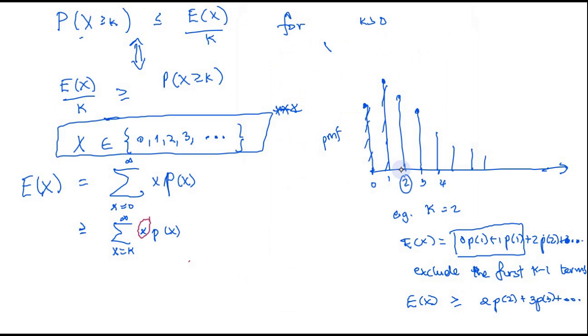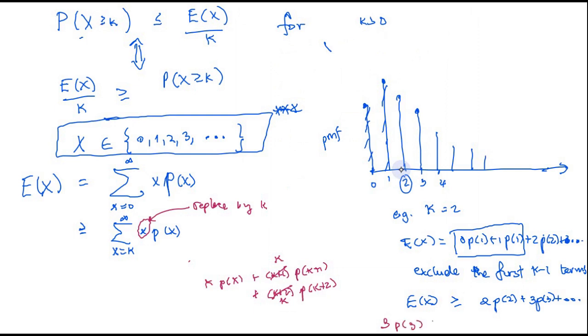What happens if I replace x inside this summation by the constant k? Instead of k times the probability of X equals k, plus k plus 1 times the probability of X equals k plus 1, plus k plus 2 times the probability of X equals k plus 2, if I just use a constant multiplier of those probabilities, then I would have k times the probability of k, plus k times the probability of k plus 1, plus k times again the probability of k plus 2. Then again, I am making the overall expression smaller.